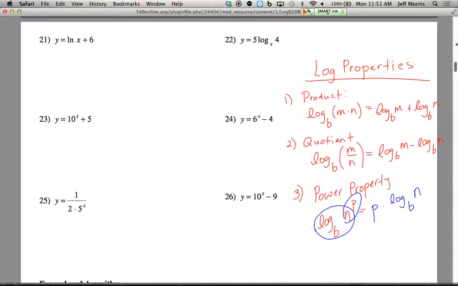All right, so if that's the case, I'm going to switch x and y. Watch how we're going to use these properties here. We're going to use one of them, okay? So we're going to have x is equal to 10 to the y plus 5. Now, when we're solving for an inverse, first step, switch x and y.